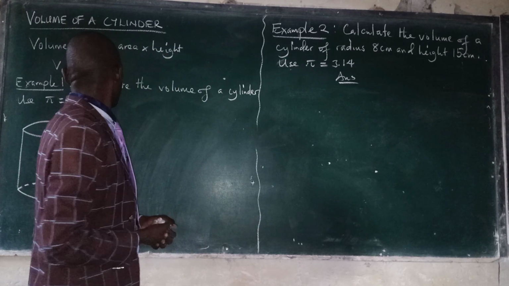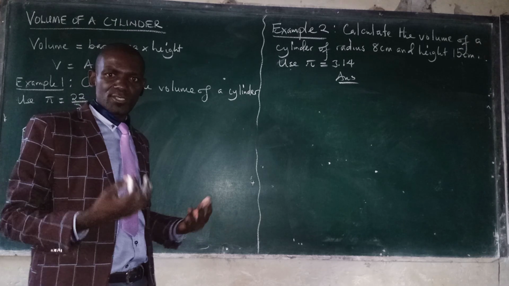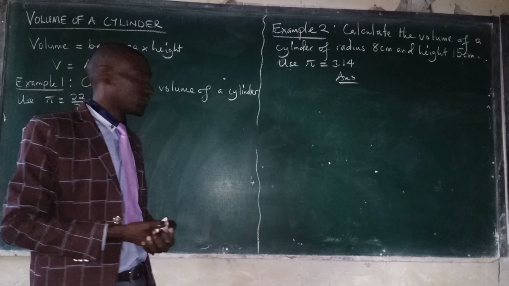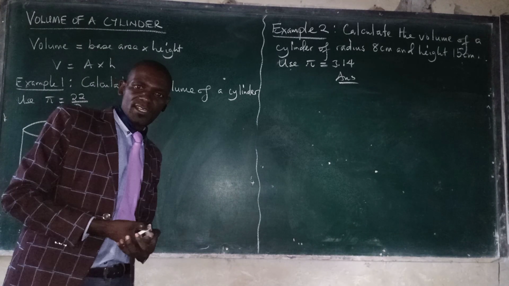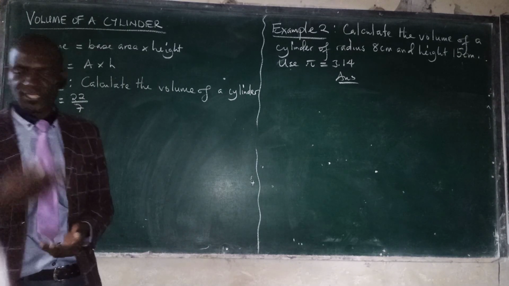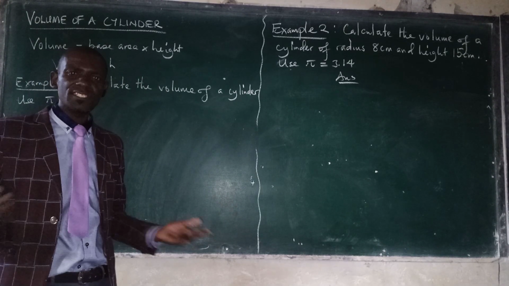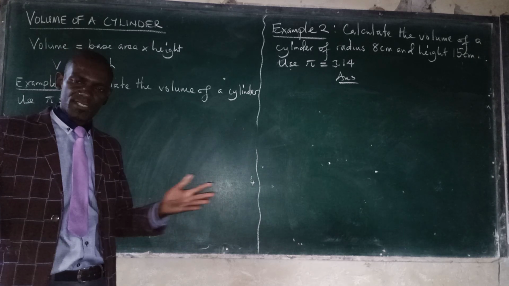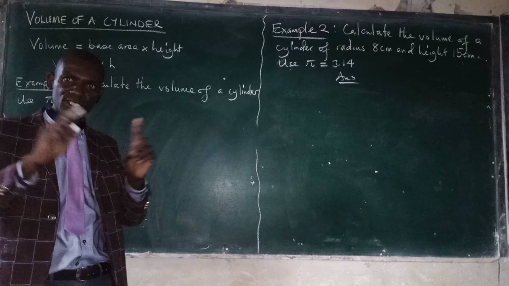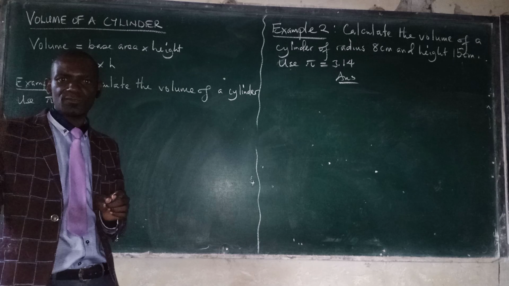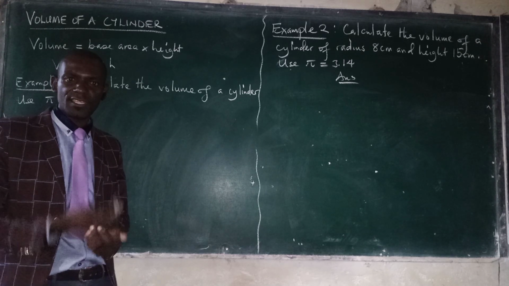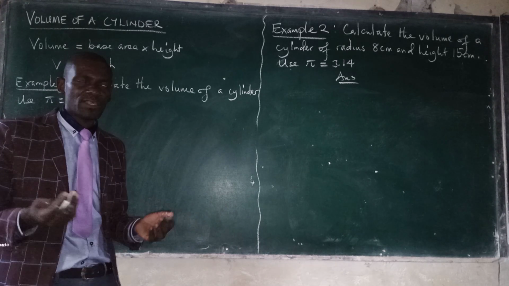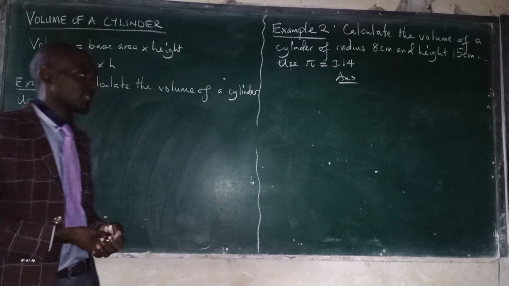Today we look at volume of a cylinder. To begin with, the general formula for volume of any solid figure is basically equal to base area times height. So you will need to know the shape of the base and you just multiply it by the height. It will give you the volume of that particular solid figure.